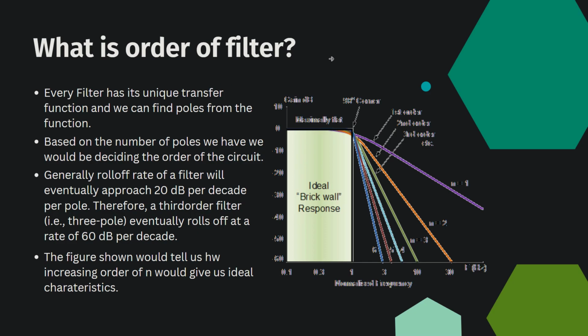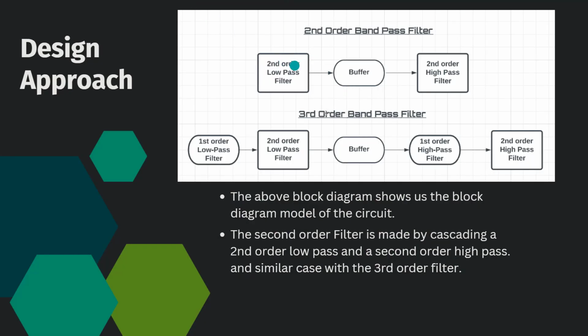And so this is our design approach. For second order band pass filters, we can combine a second order low pass and a second order high pass, and we can combine them through a buffer, and similar things can be done for the third order band pass filter.